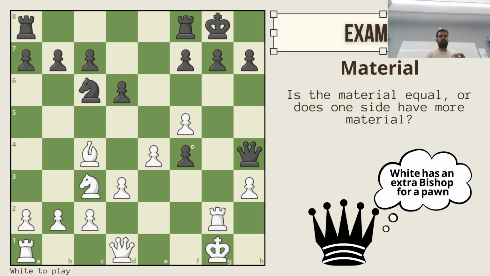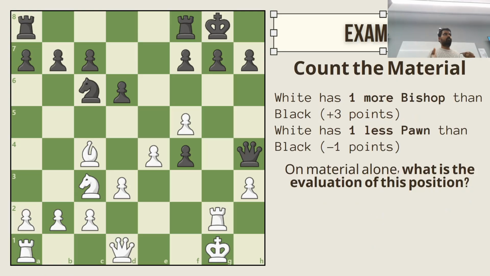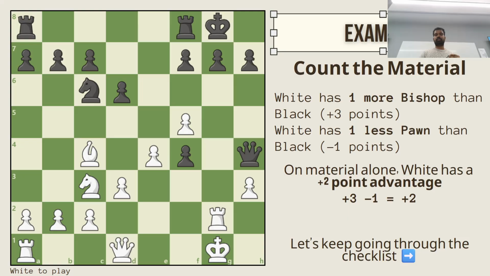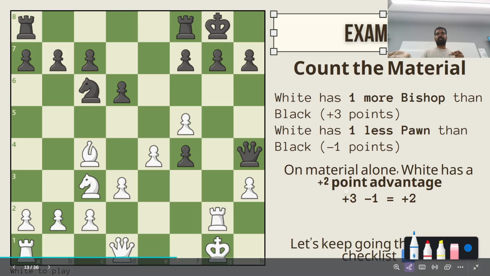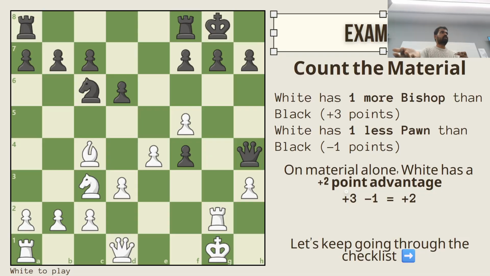White has the extra bishop on c4, but black has an extra pawn. So black has 8 pawns compared to our 7. So if white has one more bishop and one less pawn than black, just out of material alone, what do you think the evaluation is for this position? +2 for white, exactly. So +3 - 1 equals +2. Does that make sense so far? Pretty simplistic, right? 3 - 1 is 2.